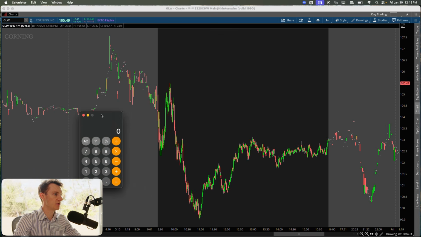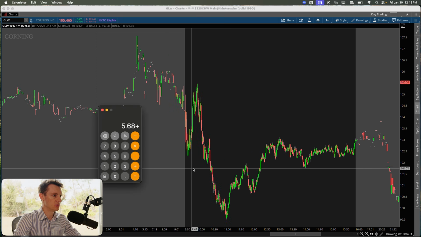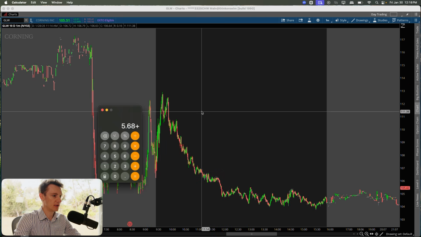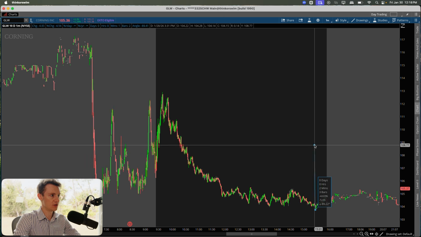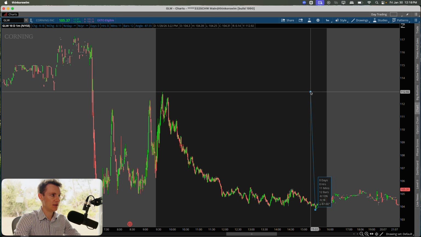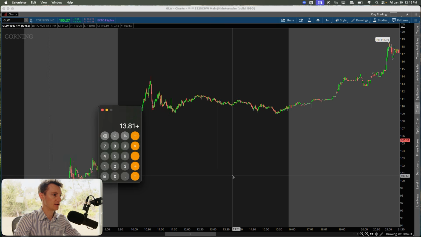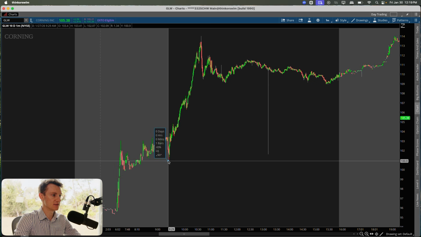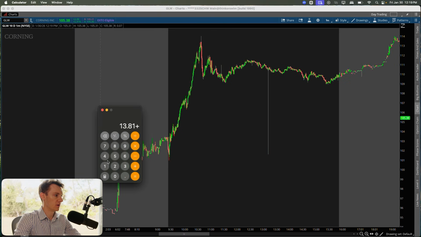So what we're going to do is pull up our calculator and add all of the daily ranges together. So let's say 5.68 was day 1. Now let's go back to the prior day and find the day's low, which would be here at 103.73. We're going to drag up to the day's high, and that's going to be 8.13. So we're going to add 8.13. Now let's go back to the prior day. We're going to take the day's low, drag up to the day's high, 12.99. We're going to add 12.99. So I think you're starting to understand how this works.